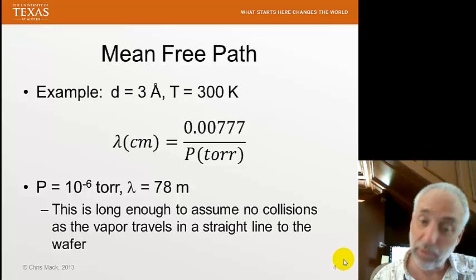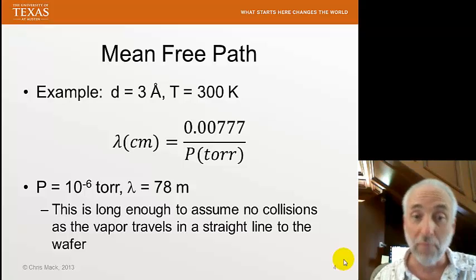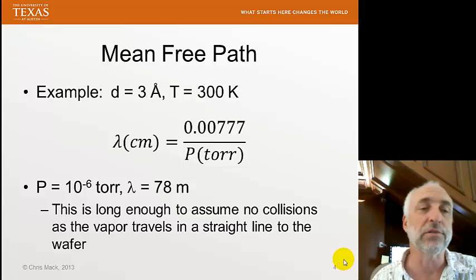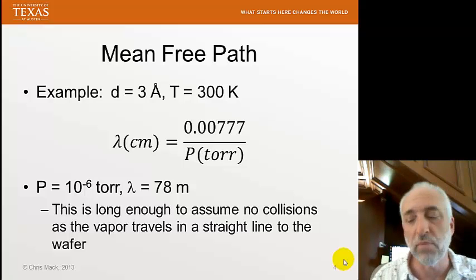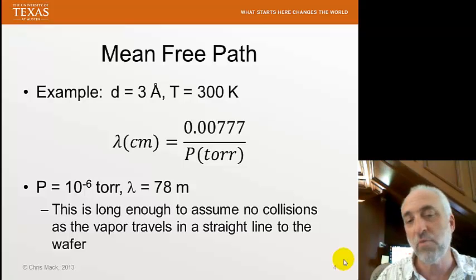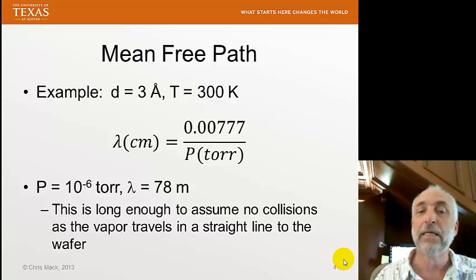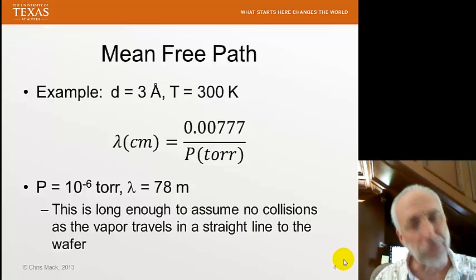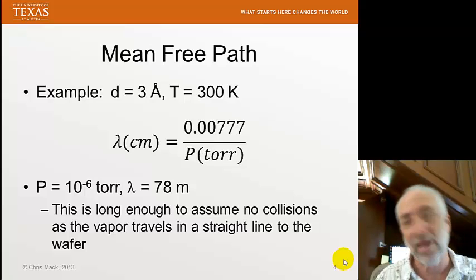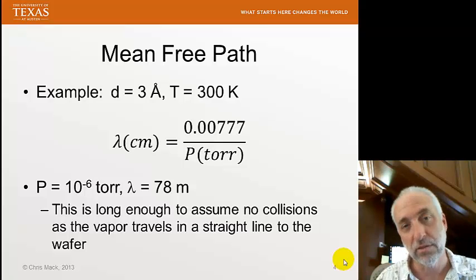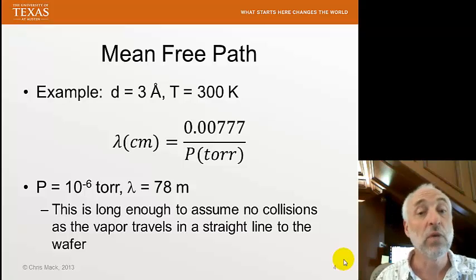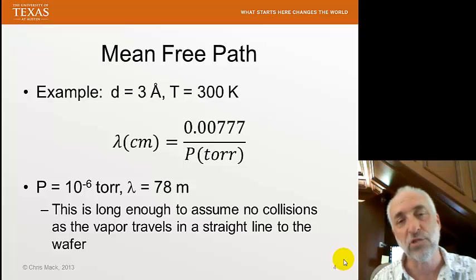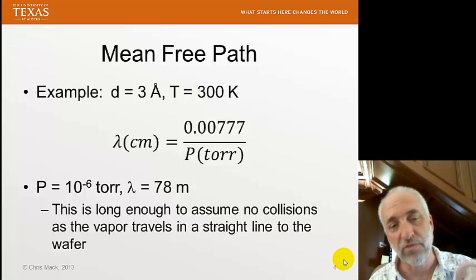Now, typical chambers are on the order of 1 meter tall. The distance from the melt to the wafer is on the order of 1 meter. So if I have a mean free path that's bigger than 10 meters, as in this case, then we can generally assume that there will be no collisions as that vapor travels from the melt to the wafer. We call this line of sight deposition. We get a straight line transfer of the vapor from the melt to the wafer.